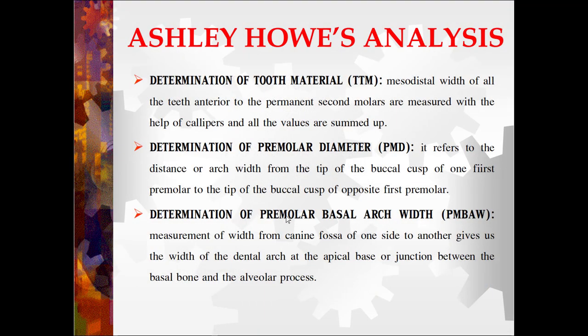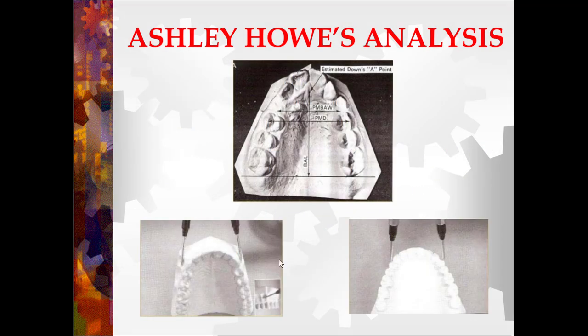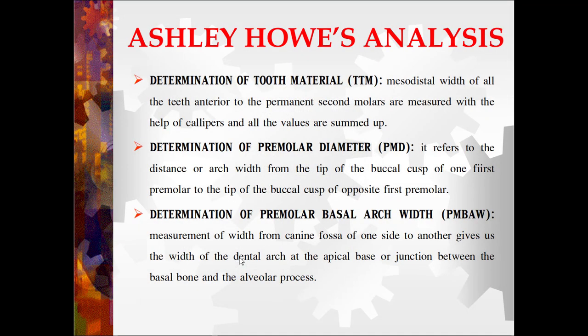Then determination of premolar basal arch width. It is calculated from the canine fossa of one side to the canine fossa of the other side. Now we have three values: total tooth material, premolar diameter, and premolar basal arch width.